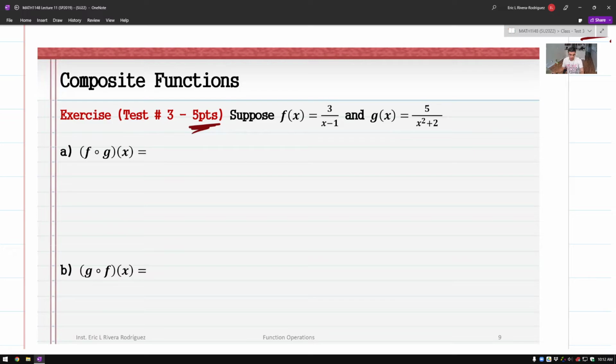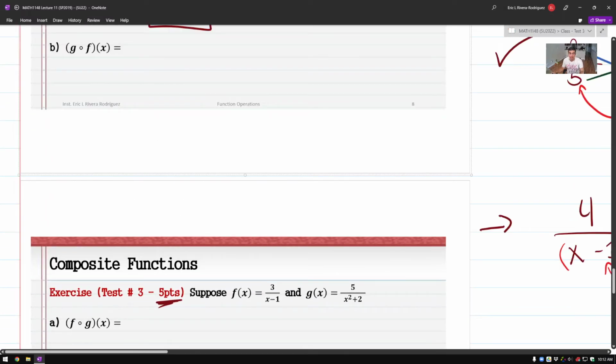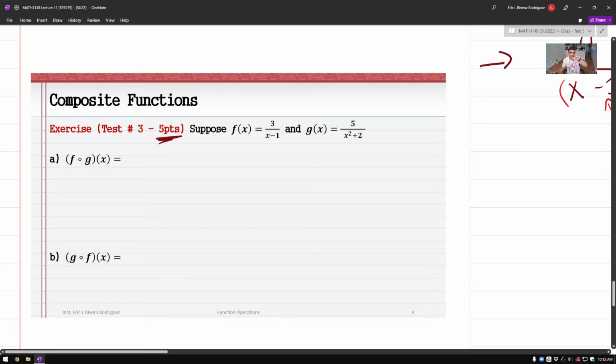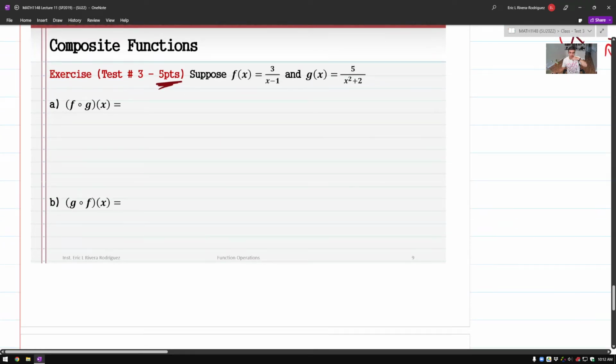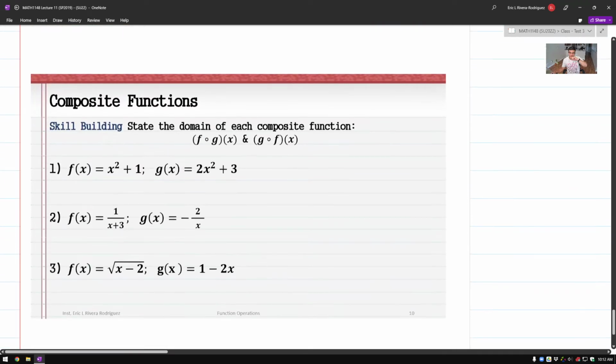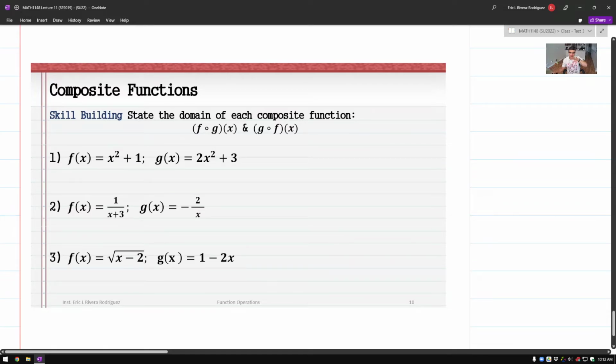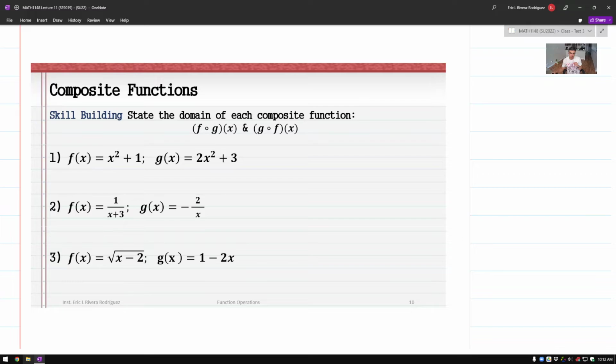Okay, so I'm going to keep moving here. The review is already available on Blackboard. So yeah, 5 points on this. These are more exercises to practice. Let me present to you the review so you can follow the review with the class.